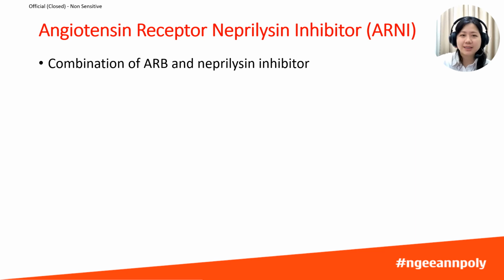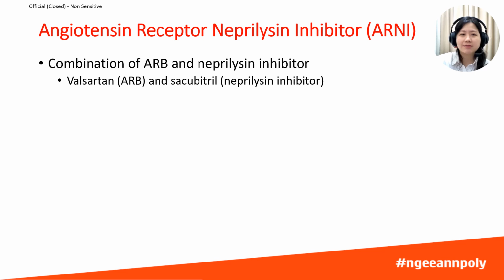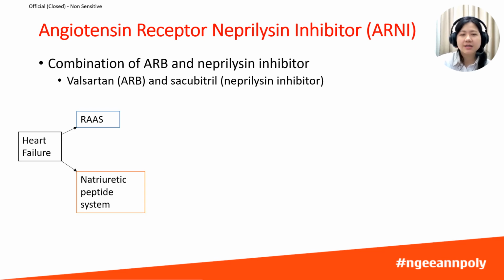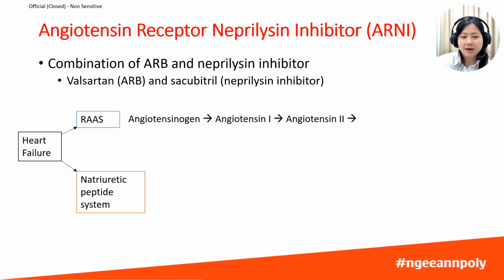Angiotensin receptor neprilysin inhibitor is actually a combination of an ARB, angiotensin receptor blocker, and a neprilysin inhibitor. It contains valsartan, which is the ARB, and sacubitril, which is the neprilysin inhibitor. In heart failure, the renin-angiotensin-aldosterone system is activated. Another system, the natriuretic peptide system, is also activated. In RAAS, angiotensinogen is converted to angiotensin 1, which is converted by the ACE enzyme to angiotensin 2.